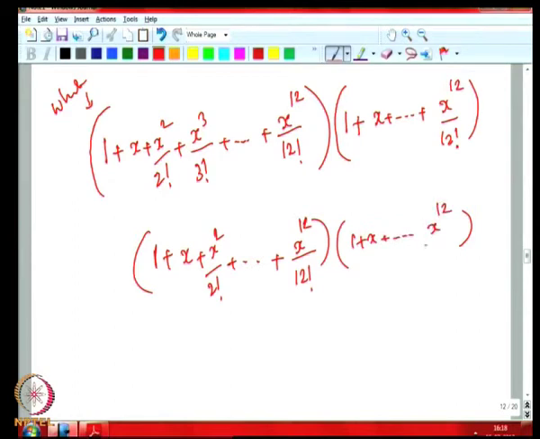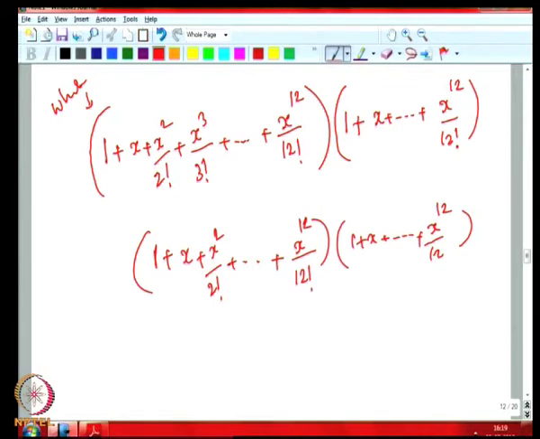x raised to 12 by 12 factorial, multiply it out. Now you look for the coefficient of x raised to 12. So x raised to 12 by 12 factorial, that is going to give you the answer, is what we are saying, because x raised to 12 by 12 factorial.